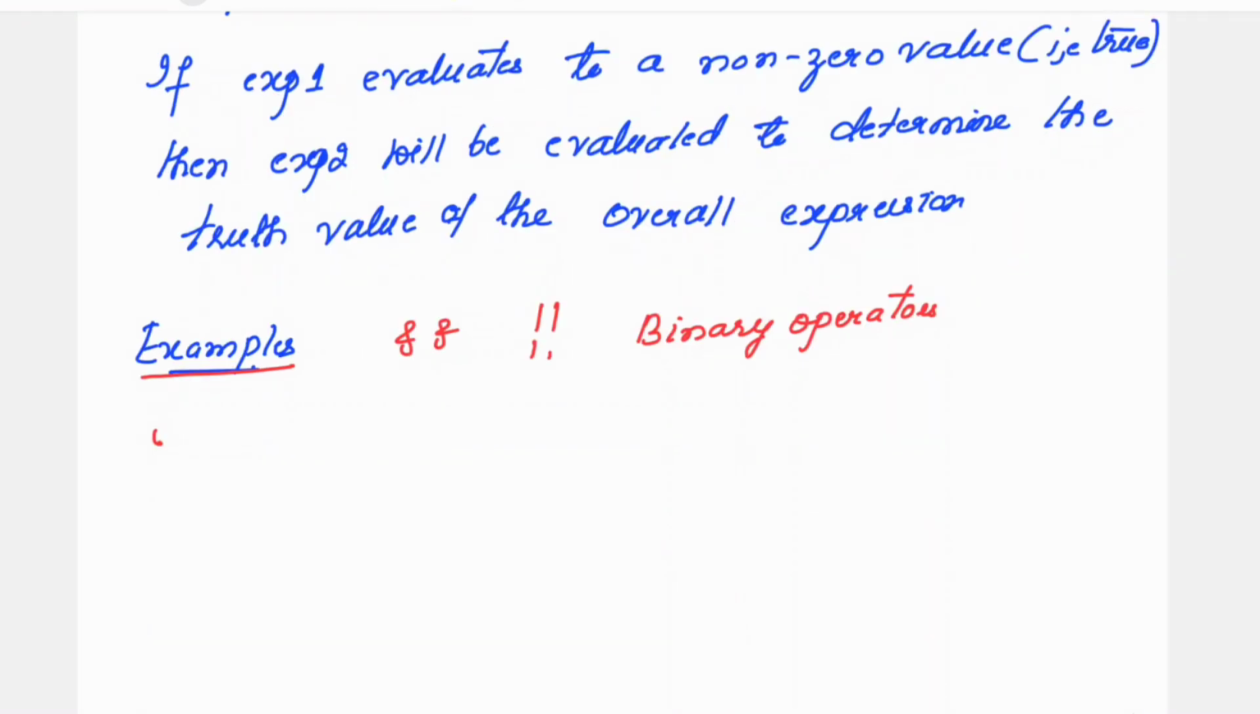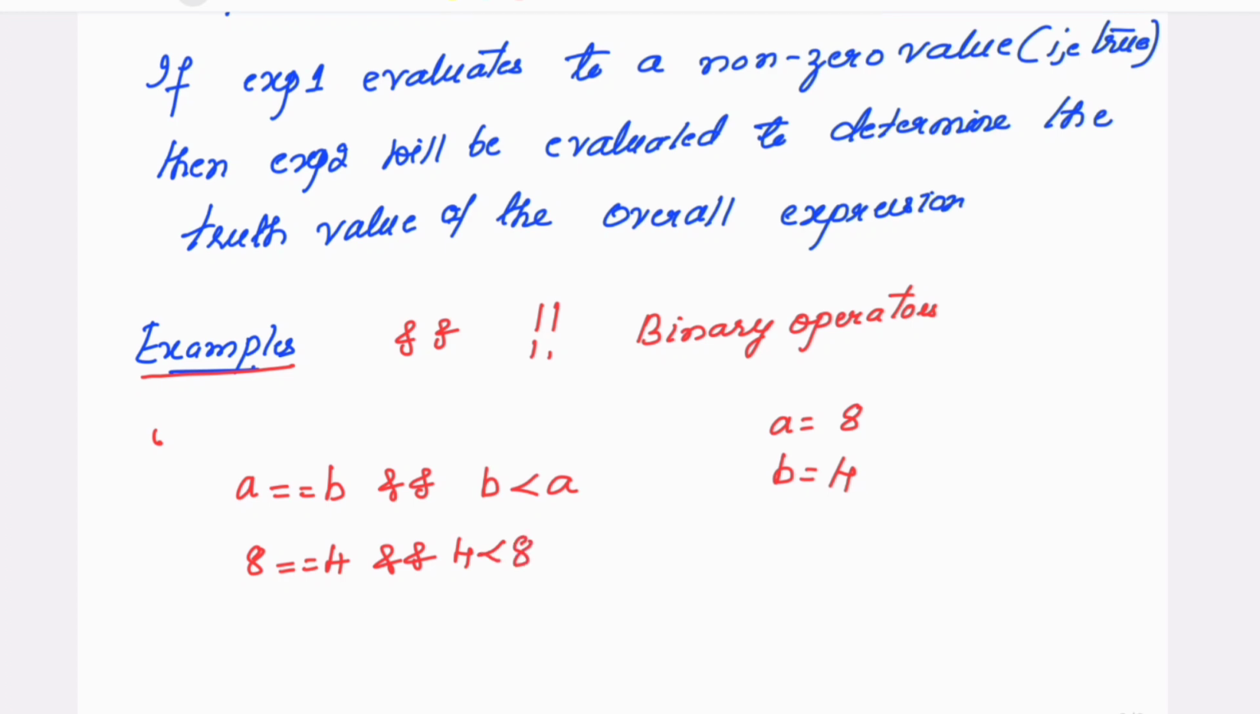So let me write a few examples here. Suppose A equal to B, logical ANDed with B less than A. So here let me assign some values. Let us take A equal to some value 8, B equal to 4. These are the values. Now A equal to B, 8. I'll substitute the values here. Your expression becomes in this manner.